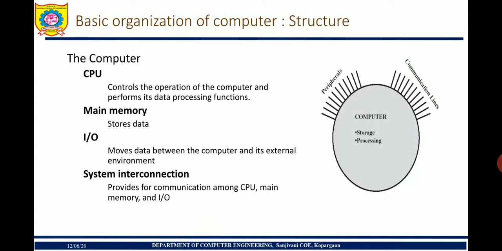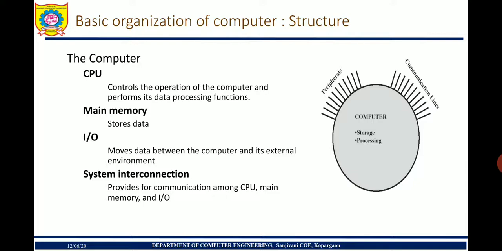For illustrating, first one is CPU, that is central processing unit, which controls the operations of a computer and performs its data processing functions. Again, CPU has two parts, but we'll be seeing that when we move forward. A control unit is there and an ALU is there. ALU stands for arithmetic and logic unit, and the other is the control unit.